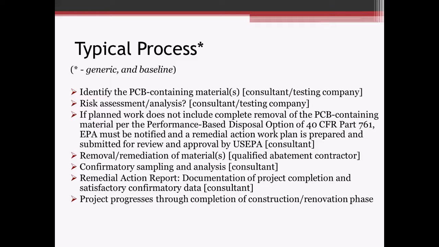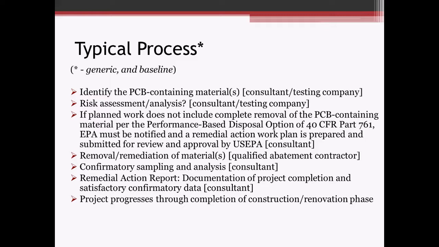Just follow the regulation. If you want to possibly leave things in place and encapsulate, or not do the full-on removal that's required by 40 CFR 761, there is the option to do either a risk-based cleanup and disposal or a self-implementing cleanup and disposal. But both of those are going to require you to submit a work plan to the EPA and get their approval and sign off before you do it. So they want to know where it's at, what it is, what you're going to do to monitor it, all that good stuff.